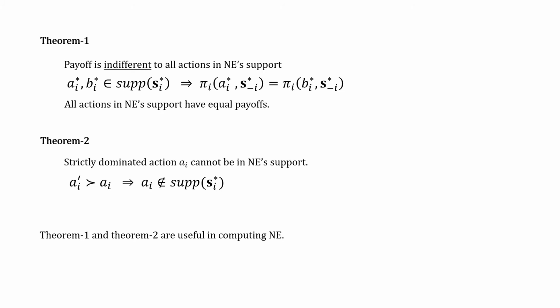We've also seen before that strictly dominated actions cannot be in the support of a Nash equilibrium. In other words, if there's some action a_i that's strictly dominated by some other action a prime i, then this action a_i cannot be in the support of the Nash equilibrium strategy of the ith agent. Now, these two really small theorems or lemmas, if you want to call them that, are useful in computing Nash equilibria of different games, as we'll see next.